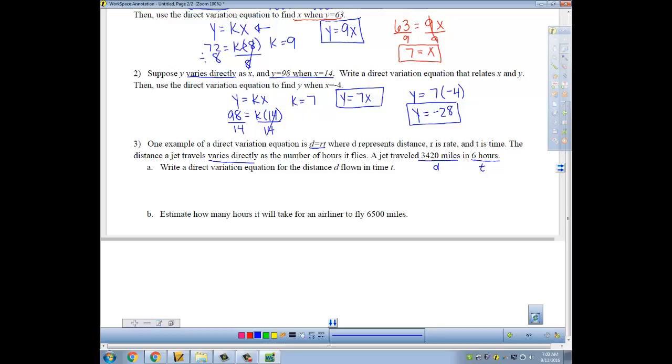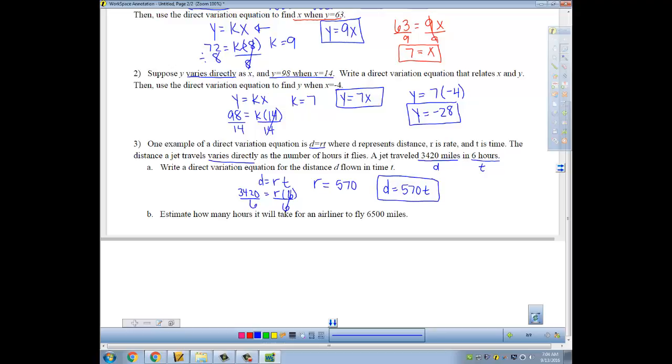So first write a direct variation equation. So if we're starting off with this basic equation, and again, it's direct variation just because there's no addition or subtraction, we're going to plug in 3,420 for my distance. Don't know the rate, and I know time is 6 hours. So divide by 6. Then I know that the rate, 3,420 divided by 6, is going to give us 570. So my equation, again, rewrite the d equals r times t, but plug in your rate. So this is your direct variation equation.